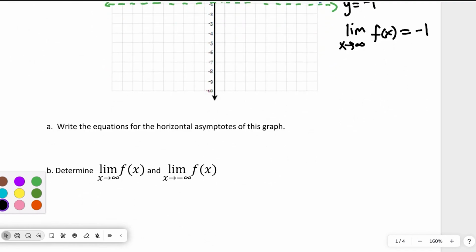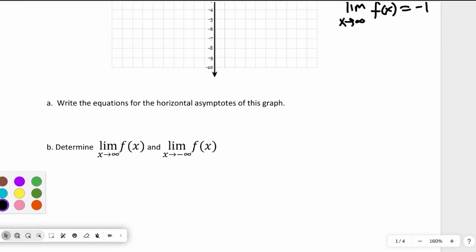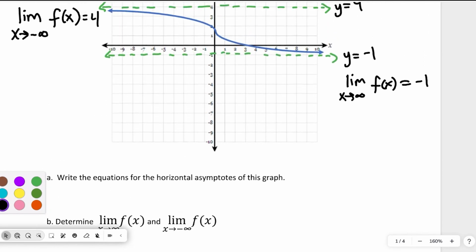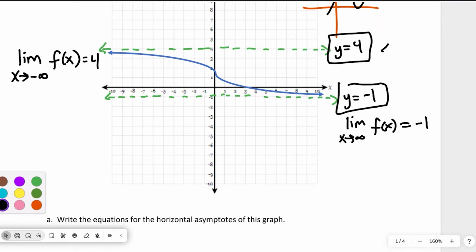So we kind of already did this, but okay, write the equations for the horizontal asymptotes. We already determined those limits. So here are the answers. Here's the equations. This is your answers to part A, and here's your answers to part B. Any questions? Y'all remember doing horizontal asymptotes last year?